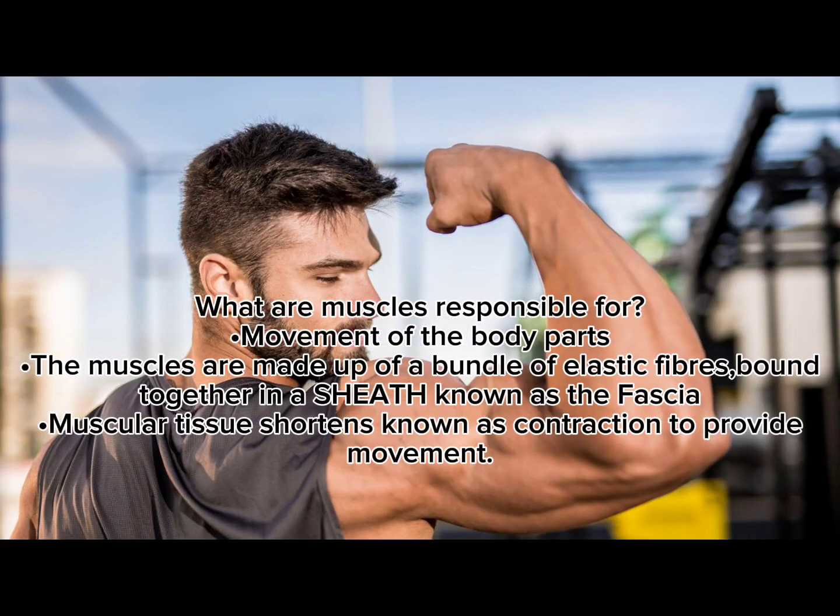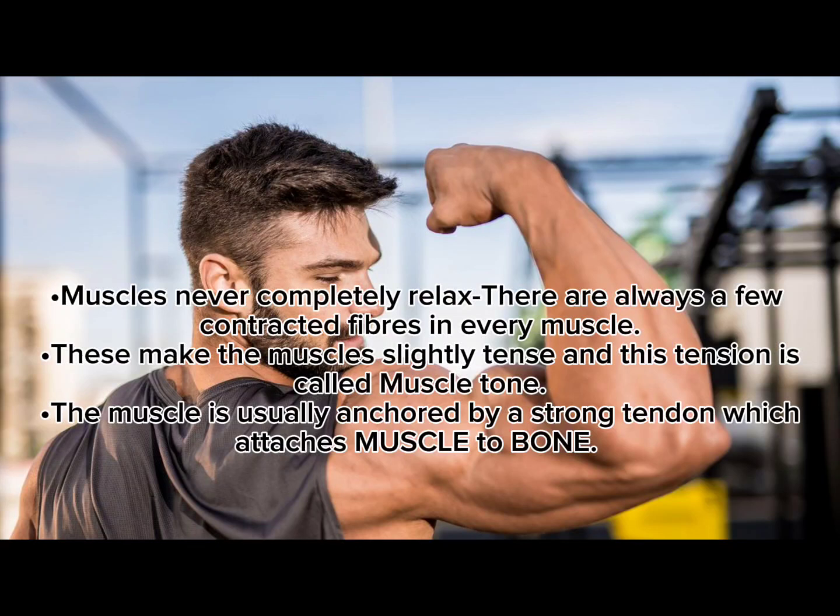What are muscles responsible for? Movement of the body parts. The muscles are made up of a bundle of elastic fibers bound together in a sheath known as the fascia. Muscular tissue shortens, known as contraction, to provide movement. Muscles never completely relax. There are always a few contracted fibers in every muscle. These make the muscles slightly tense, and this tension is called muscle tone.